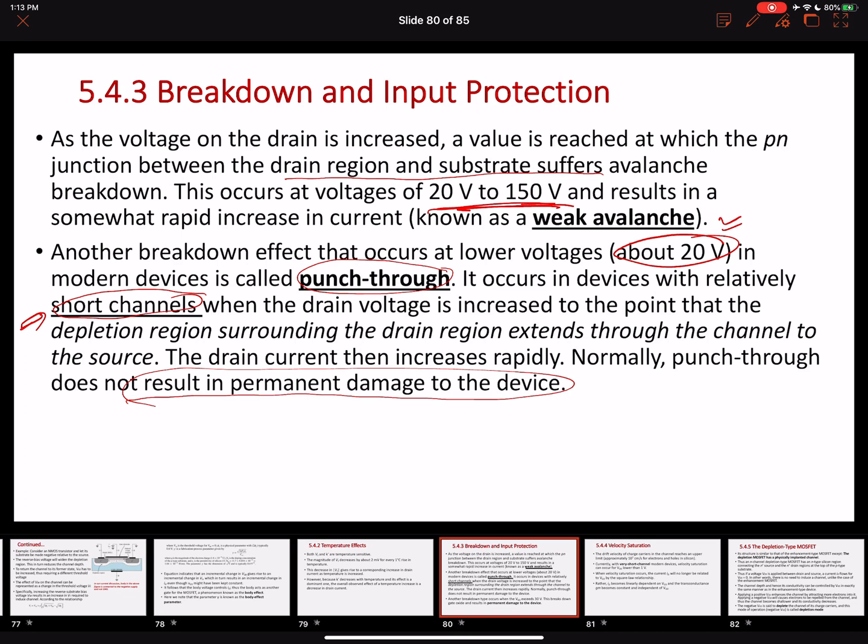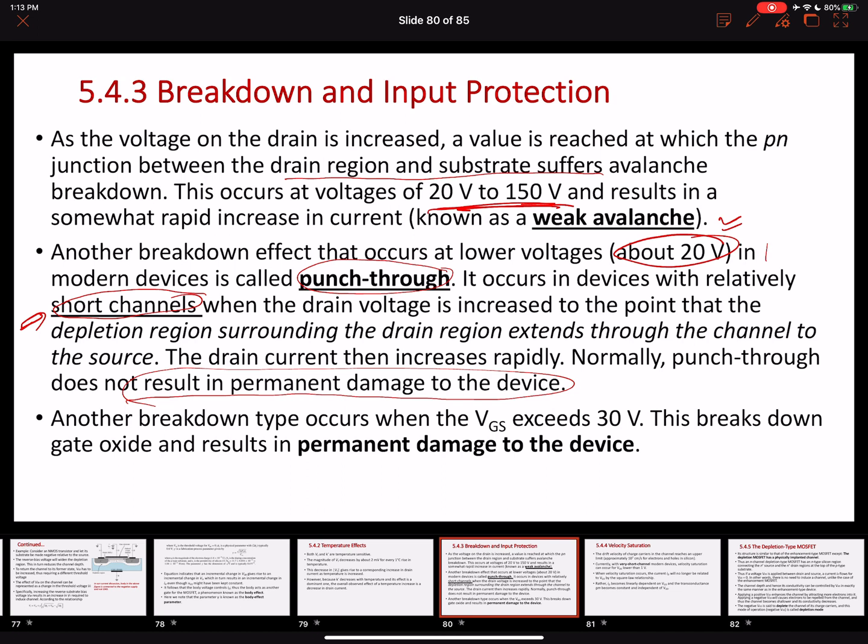However, if we continue to increase the voltage beyond this 20 volts, right? No, actually, we saw that for the drain voltages, even for this range of 20 to 150 volts, we are going to have an avalanche breakdown. The current will increase, but this is still a weak avalanche. Then at 20 volts, we saw the effect of the punch through.